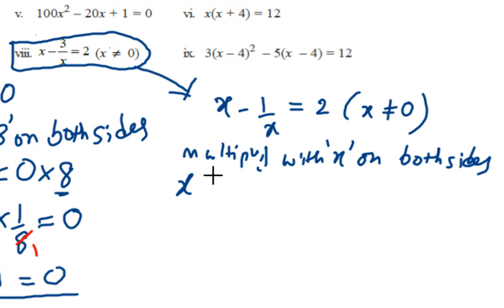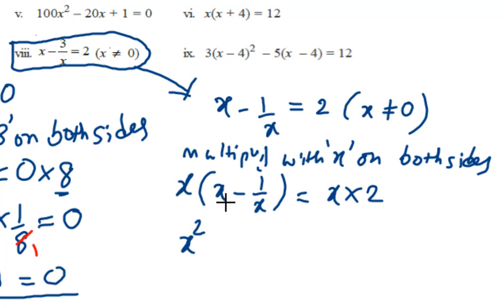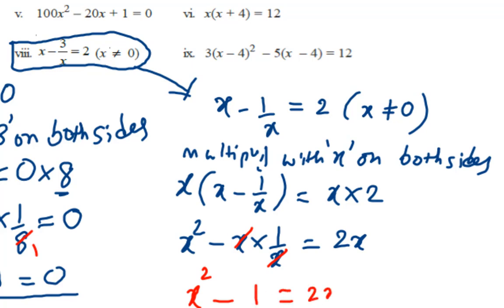So we are multiplying with x on both sides, so we get x into, in bracket, x minus 1 by x which equals x into 2. Now by multiplying x into the inside of the bracket we get x into x equals x square, and plus into minus is minus, and we get x into 1 by x which equals x into 2 equals 2x. And in the second term we can cancel x. So now we get x square minus 1 equals 2x.